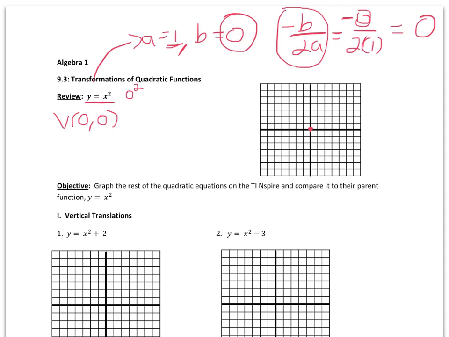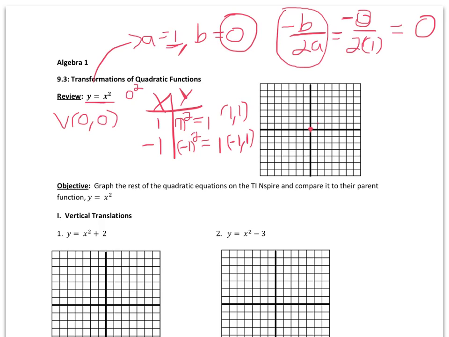Okay, and then I want to get one point to the left and one point to the right. So I'm going to plug in x equals 1 and x equals negative 1 into the equation. I'll make a little xy chart and put in 1 and negative 1. If I put 1 in for x, I have 1 squared, which equals 1. And I realize I should have these in parentheses: negative 1 in parentheses squared. Negative 1 times negative 1 still gives me 1. So this ordered pair is 1, 1, and this ordered pair is negative 1, 1.